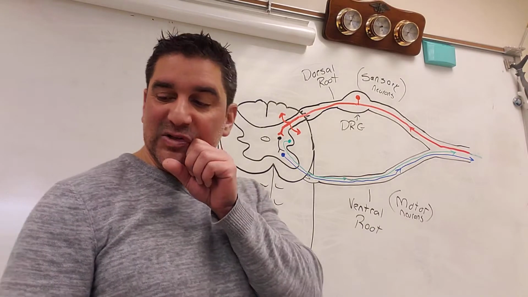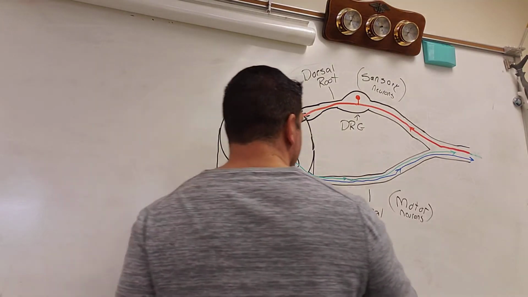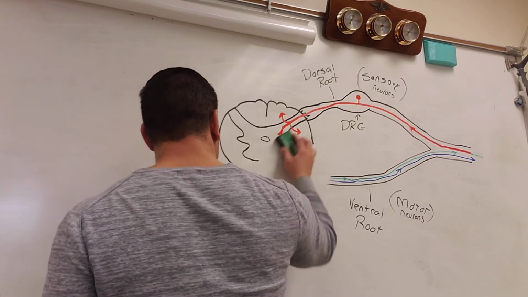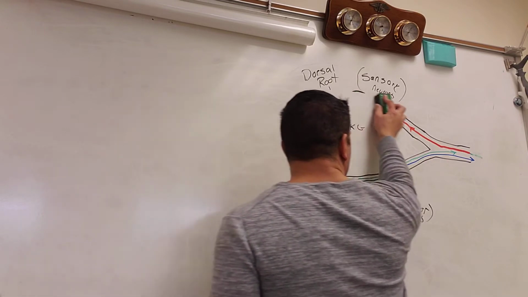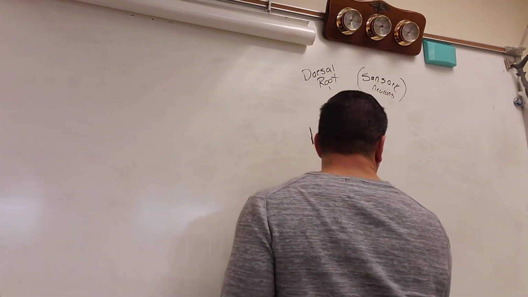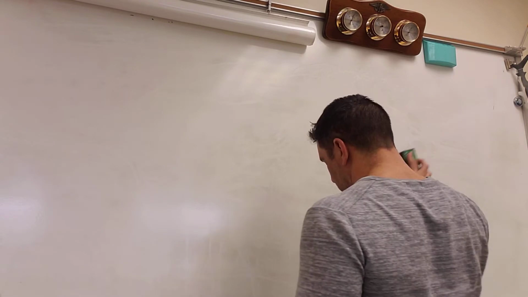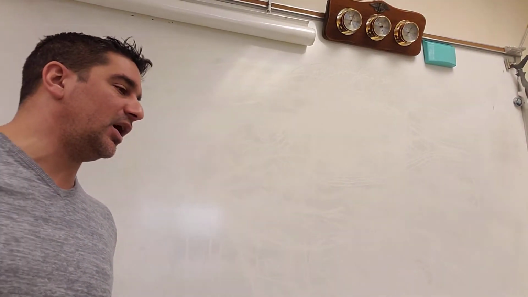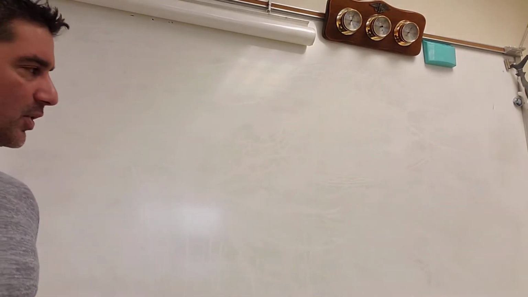Okay, so now let's talk about some specific kinds of reflexes. We'll get through two of them today. We're going to talk about one, the muscle spindle, and then two, we'll talk about the Golgi tendon reflex. All right, so these are two reflexes that we're going to talk about. And I'll give you a little bit of homework to practice this stuff.